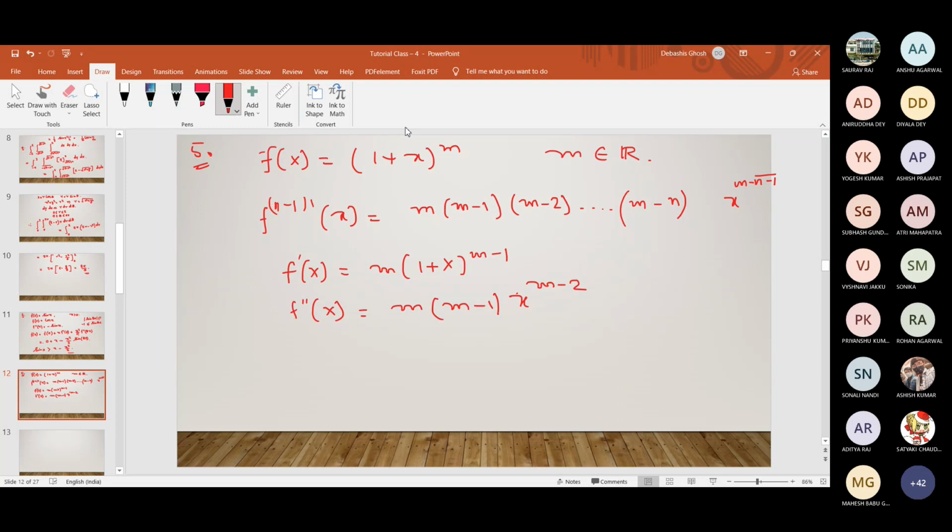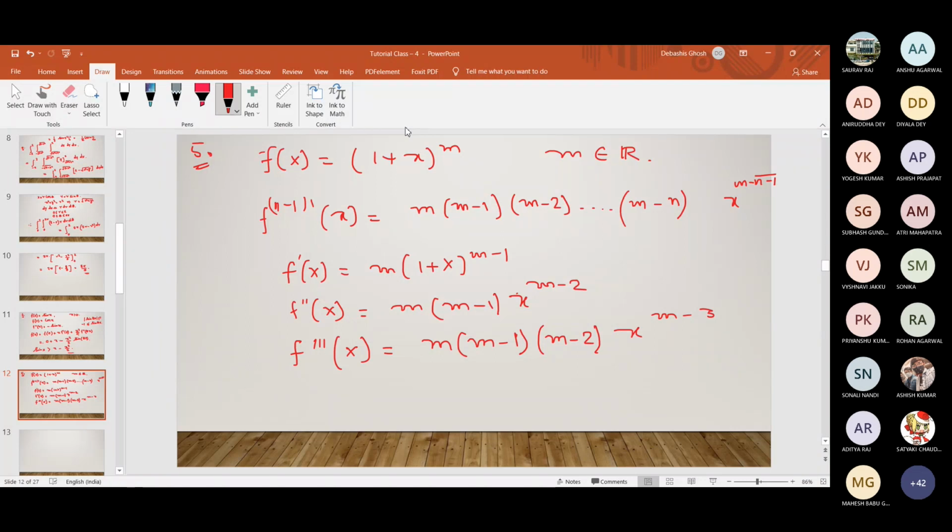Getting confused, so I'm writing once more. The triple dash of x is your m into m minus 1, m minus 2, x to the power m minus 3. So that should be n minus 1, so that should be m minus n. Yes, that's right. So that is your derivative.